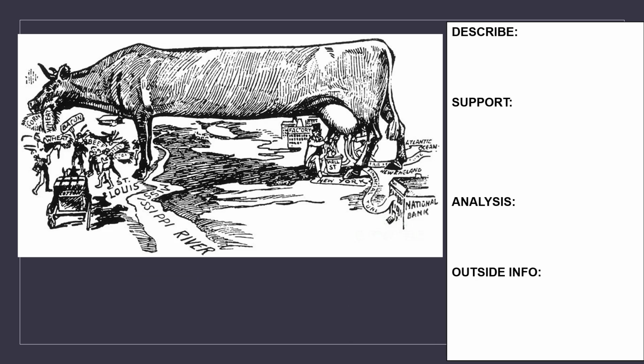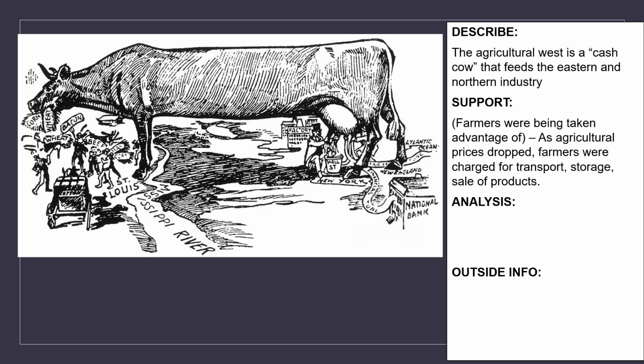Let's look at a document, shall we? Maybe you'll get this on Friday. We're going to do a little bit of analysis in a minute. Let's say you got this on the exam and you had to describe it. What would you say? Well, the agricultural West is a cash cow that's feeding industries on the eastern side of the country. How would you support this?